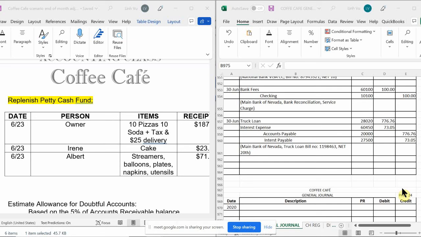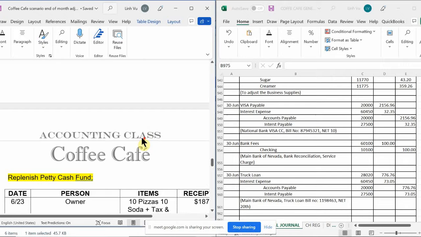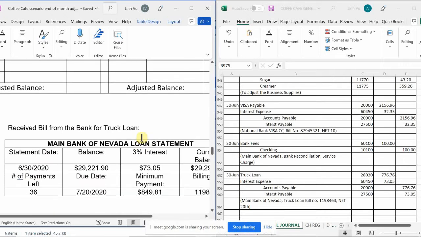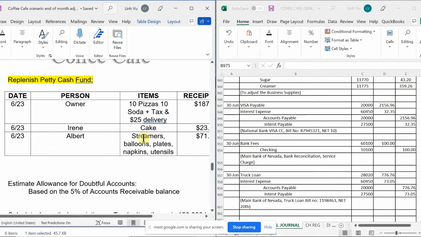All right, so let's go ahead and continue on with Coffee Cafe, the adjustments. Okay, this is where we last left off. We have just entered in our truck loan. So there it is, the truck loan, right? We entered in the bill, and now we are scheduled to pay for it.